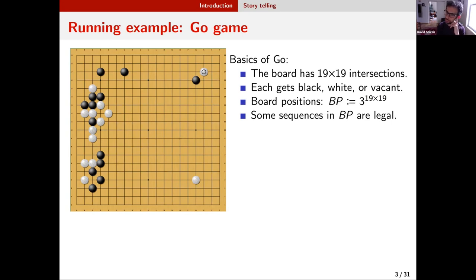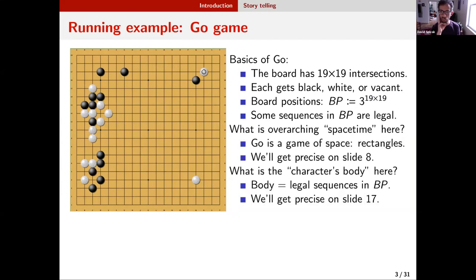361 to be precise. And every one of those 19 by 19 points gets either black, white, or a vacancy. And here you can see a picture. And so by board positions BP, I mean the set of all possible ways of filling 19 by 19 with one of three colors. And some sequences are illegal, namely you can't play five times in a row. If you surround something, you take it off the board, and so on. There are some rules. And so some sequences in board positions are legal.